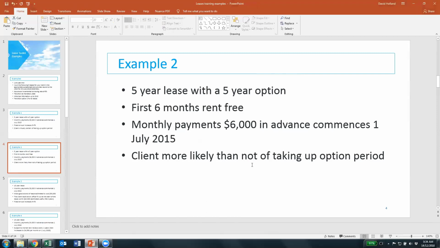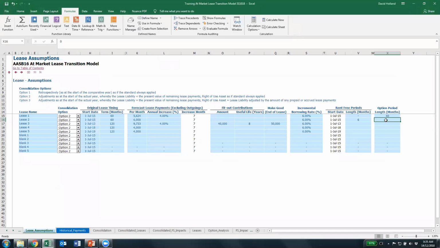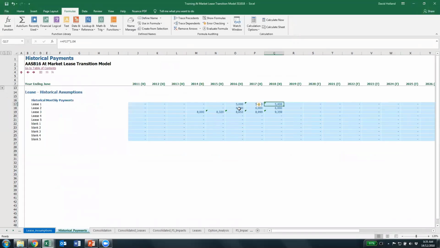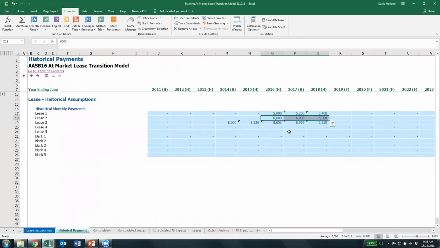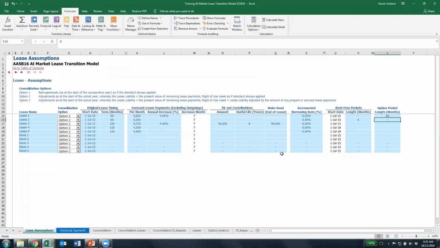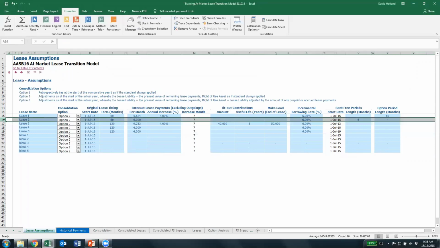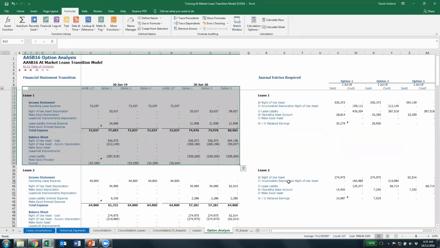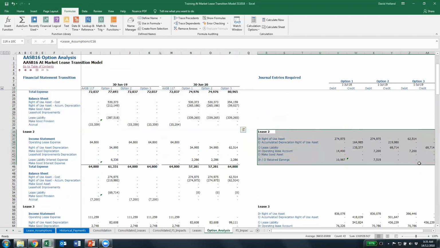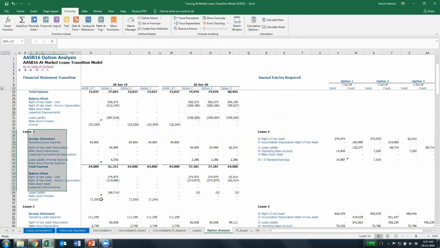Under the accounting standards, you need to be reasonably certain of taking up the option period before it's included in the model. So don't include all option periods, only those that you're reasonably certain of taking up. So therefore, we've left that at 0. And we also need to input the historical payments. So the historical payments need to go in there. There is no increase, so they're just merely $6,000 at each financial year. Just to recap, that's what you should have there for lease 2. And if you go to the option analysis tab, you should have the same numbers there for lease 2 as well.